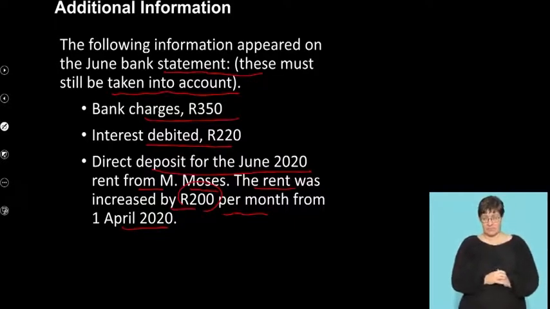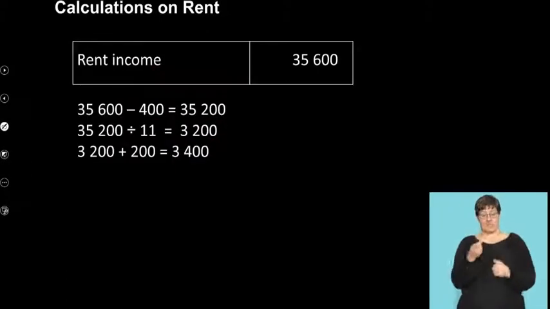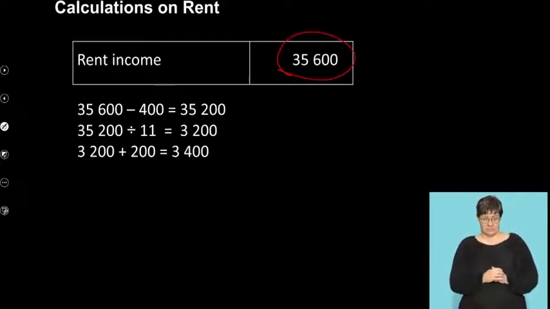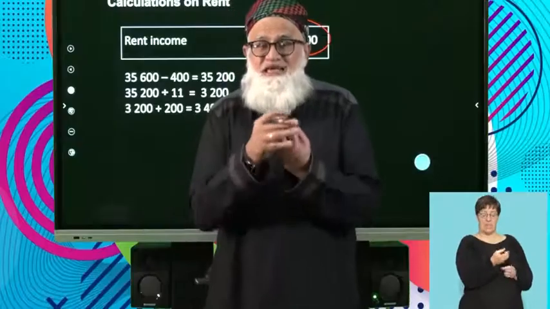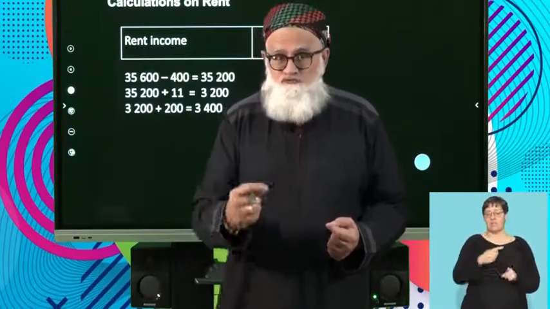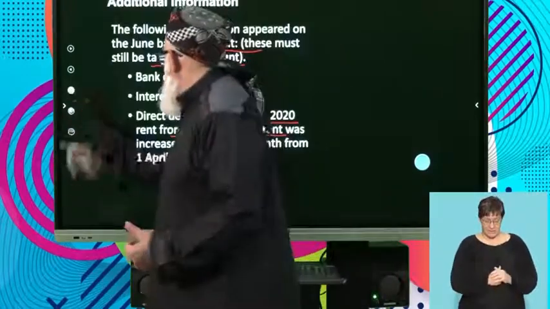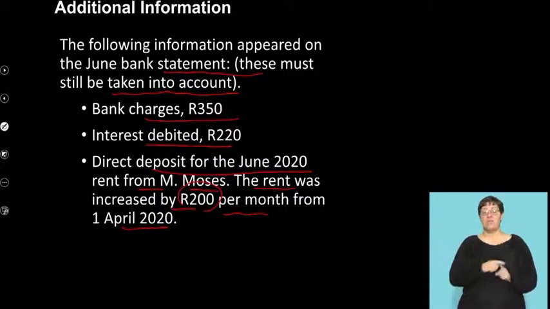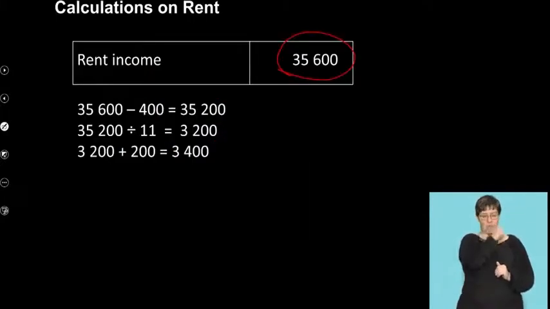Okay, now, in terms of my calculations, firstly, I'm given a rent income figure of 35,600. That's my rental figure that's given to me. There's a direct deposit that I need to take into consideration. And I was told there was an increase in the rental of 200 Rand per month. Let's just verify that information. The rent was increased by 200 Rand per month from the 1st of April 2020. So this is what I do.